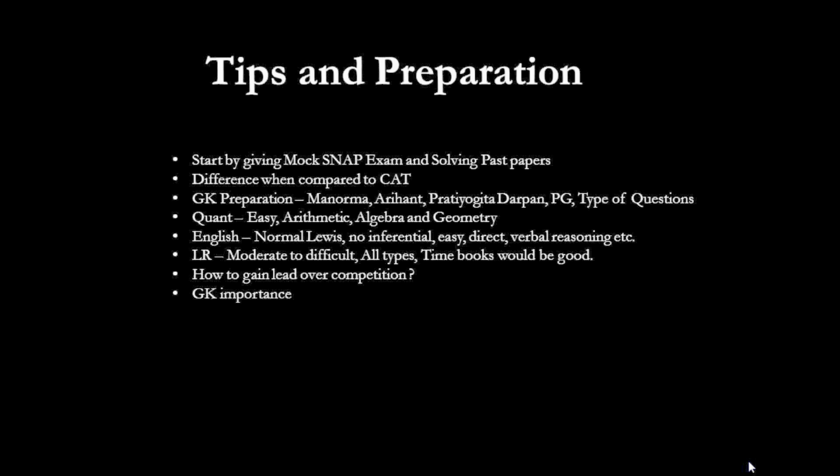Moving on to the next section, we have English. If you're preparing for vocabulary, Norman Lewis is the holy grail. That is where you should start preparing for the vocabulary. It is the best book out there if you're preparing for vocab. And the questions are not inferential, unlike CAT again. So questions are mostly direct and easy to do. Verbal reasoning, critical reasoning, and grammar questions are what form part of the English section in SNAP.